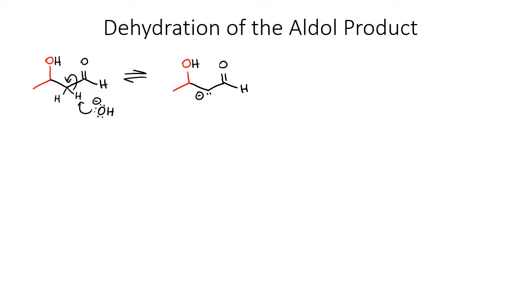Now we create an enolate. And again, enolates are stabilized by resonance, so they will form fairly easily. Now at this point, the electrons from the enolate are going to come over and form the double bond that will be conjugated with the aldehyde. At the same time, we will kick off the OH as a leaving group.